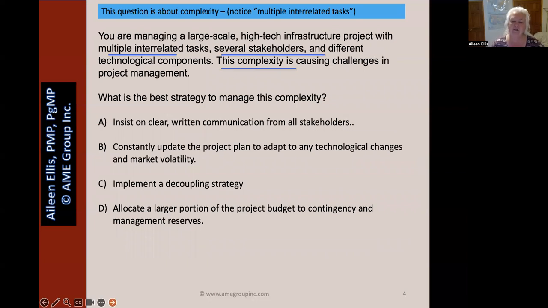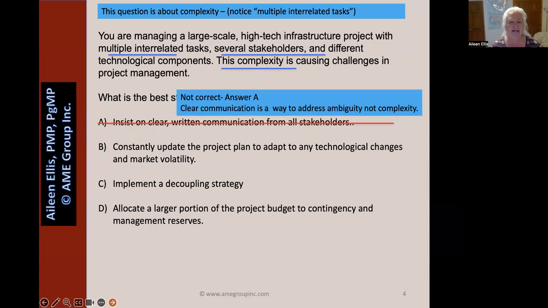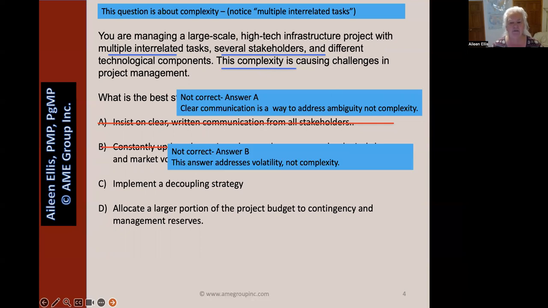Which of these answers addresses complexity? Let's jump on answer A. Clear written communication? No. Clear written communication is a way to address ambiguity, not complexity. Answer B. Constantly update the plan to address change and volatility? No. B is a way to address volatility, not complexity.